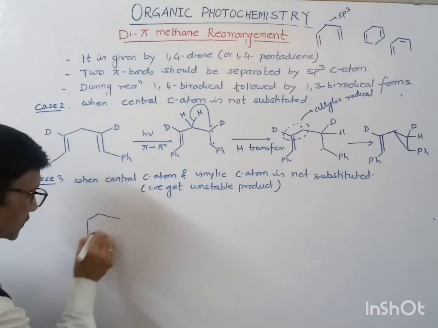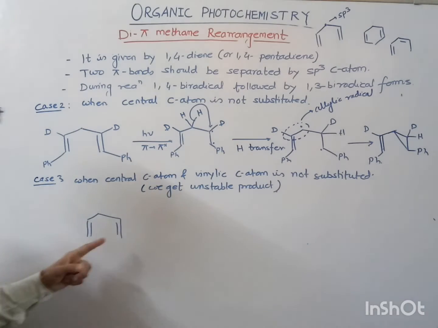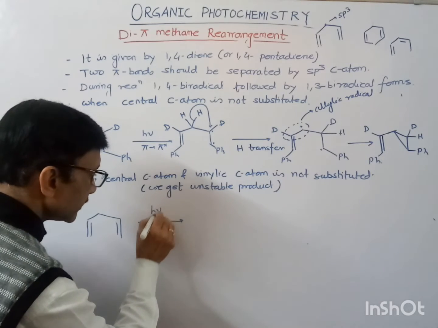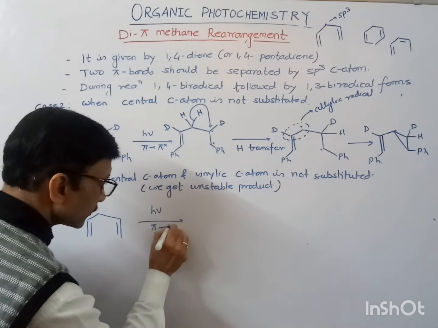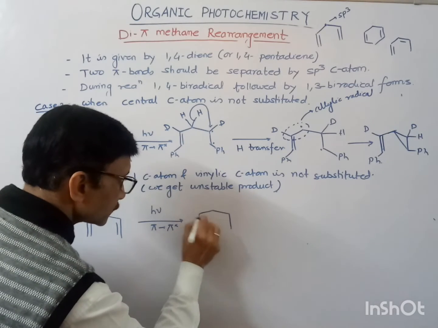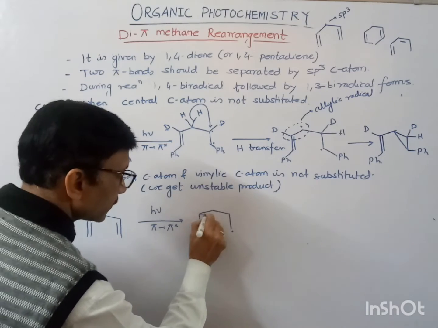So let us take the case where the central carbon atom as well as the vinylic carbon atoms are not substituted. If it is irradiated, a pi to pi star transition will take place, and you may write this 1,4 radical which is formed.